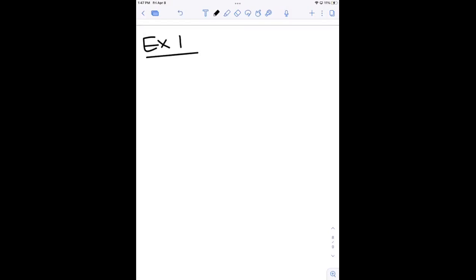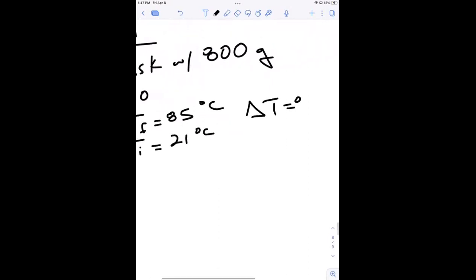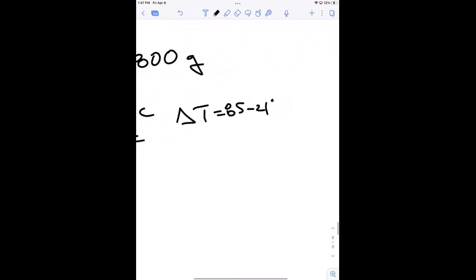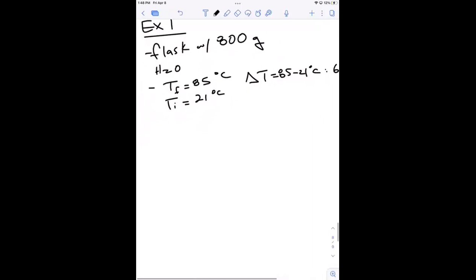Right. So I have a flask with 800 grams of water. So that's my mass, my substance is water. The temperature changes. TF is 85. TI is 21 degrees Celsius. So now I can figure out delta T. It's 85 minus 21. That's 64 degrees Celsius. Right? And the question is, what is Q?